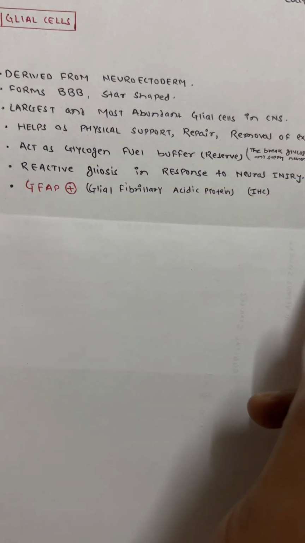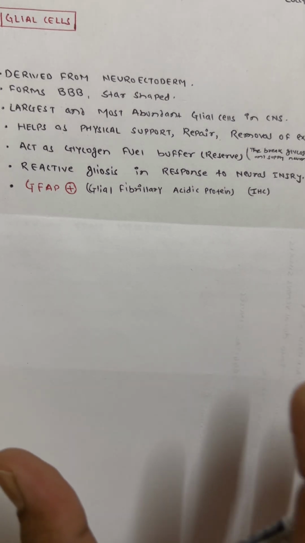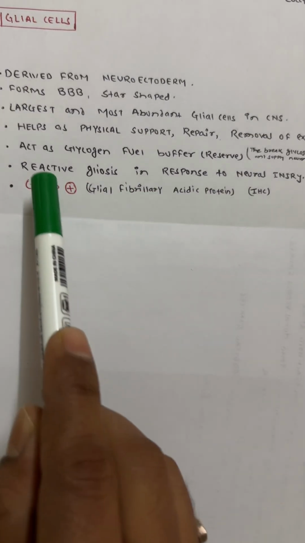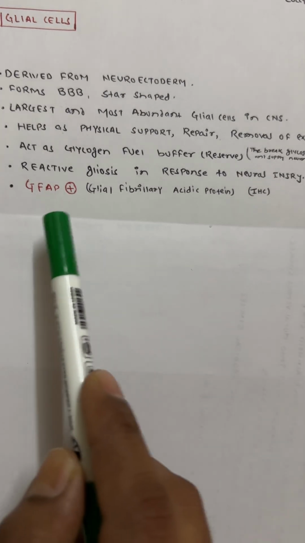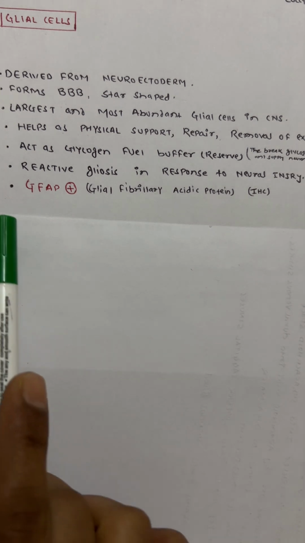And this is the reason why in the PNS the axonal regeneration is very good, but in the CNS the axonal regeneration is not so good, because this astrocyte will form a neuronal scar after reactive gliosis. And while talking about its lab property, it's GFAP positive. It means glial fibrillary acidic protein; in immunohistochemistry it is positive for GFAP.